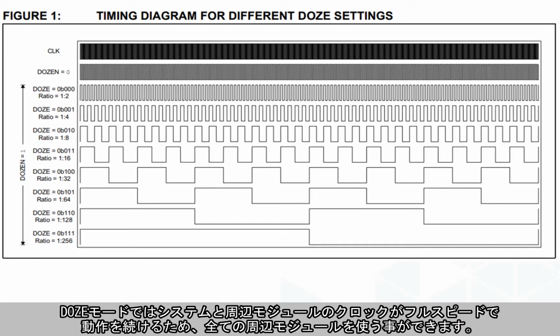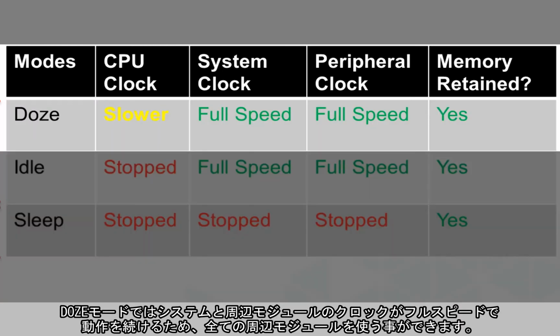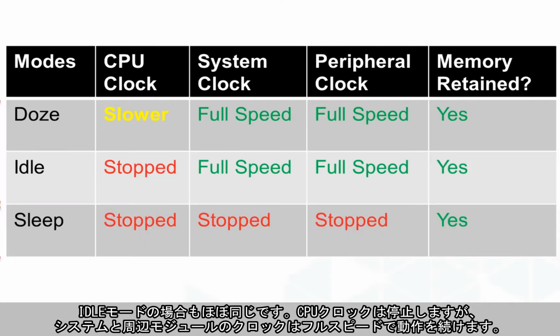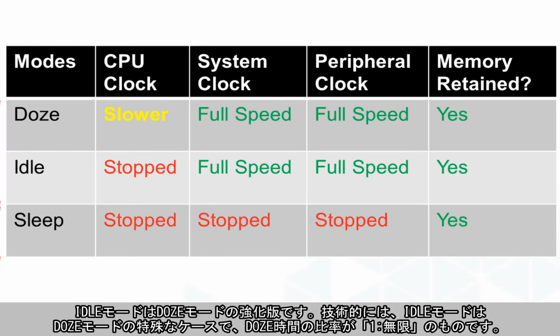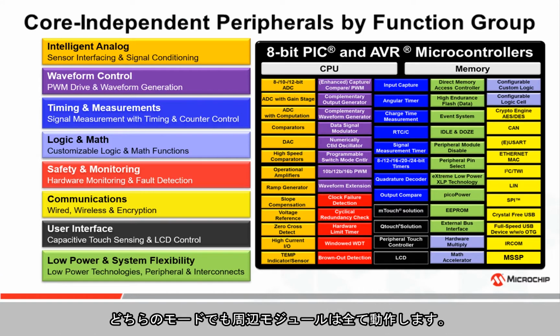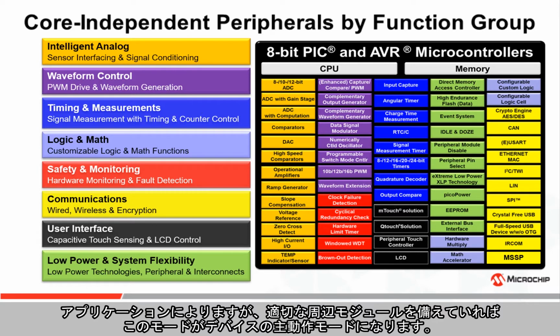In this mode, the system and peripheral clocks will still run at full speed, so all peripherals can still be utilized. This is not so different from idle mode, where the CPU clock is completely halted but the peripheral and system clocks are still functioning at full speed. Idle mode is like doze mode on steroids. Okay, so technically speaking, the idle mode is a special case of the doze mode with a ratio of 1 to infinity, but you get the idea. Now, all of your peripherals will still work in both of these modes, and with the right set of peripherals, and depending on the application of course, this can realistically be the primary mode of operation for the device.